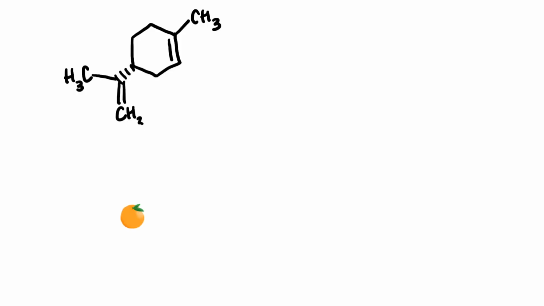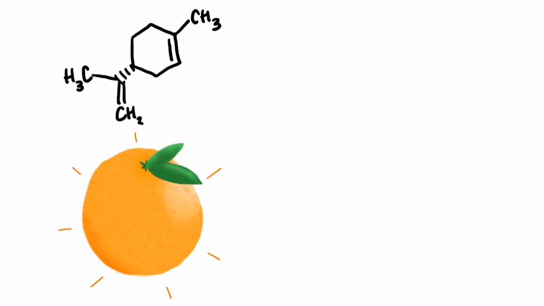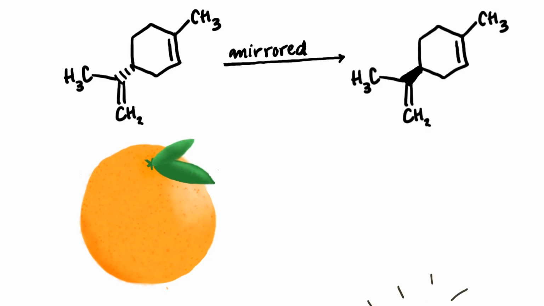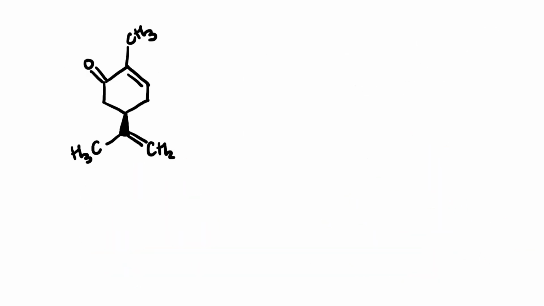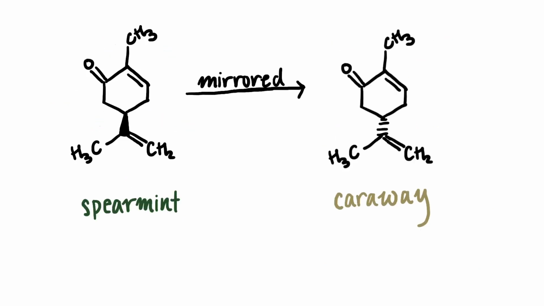There's a chemical called limonene, and one version of limonene is what makes an orange smell like an orange. But the other mirror image of it is what makes a pine tree smell like a pine tree. The same goes for a chemical called carvone. Carvone makes your spearmint gum smell like spearmint, but the other version of it is found in caraway seeds.